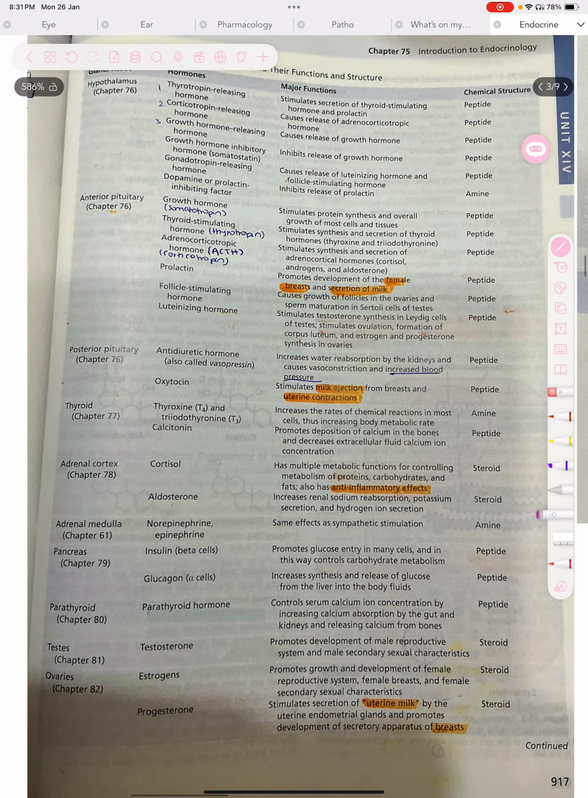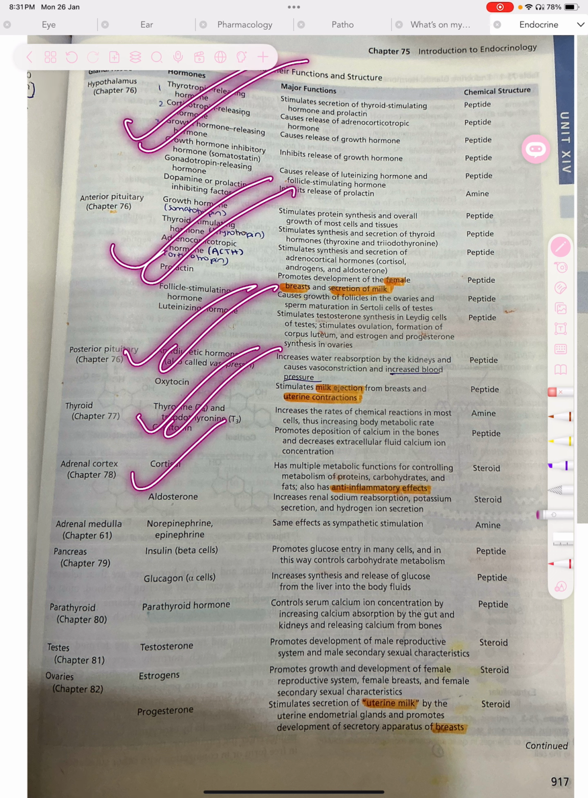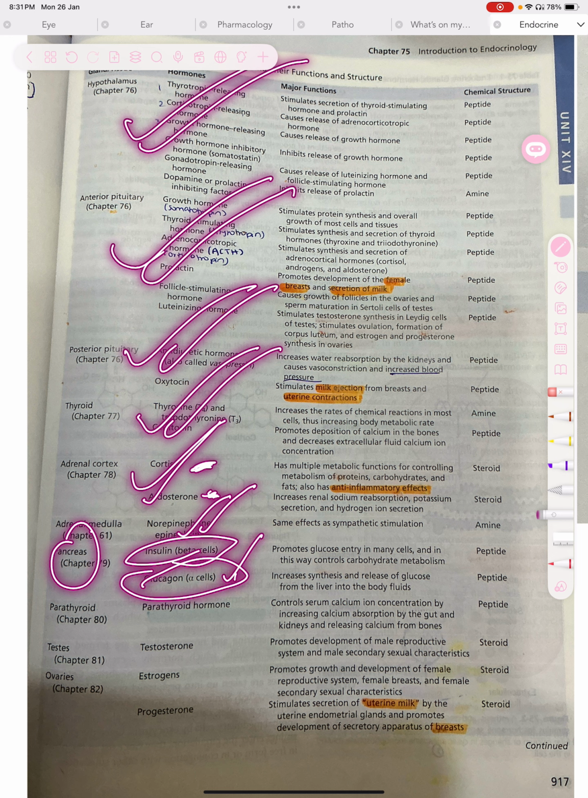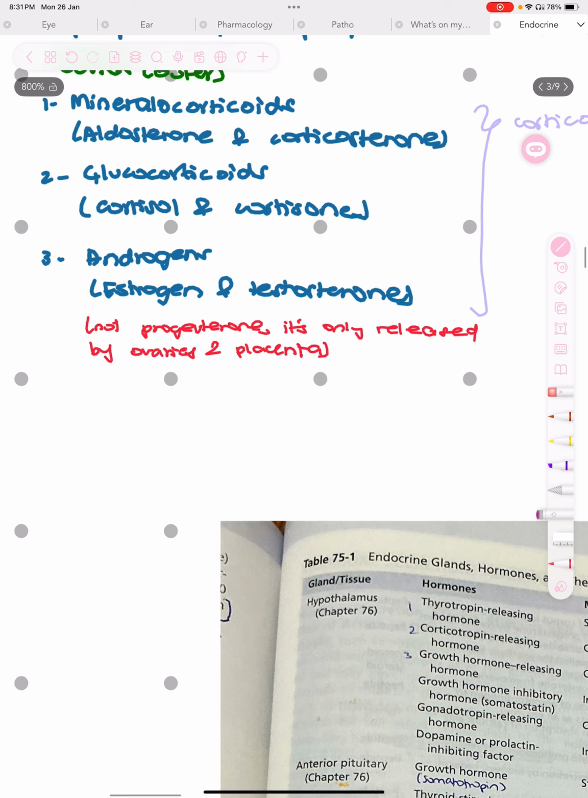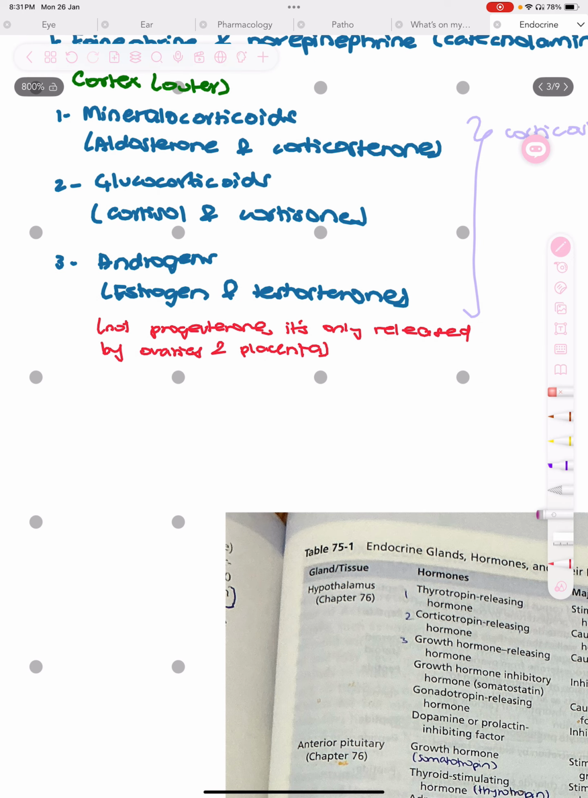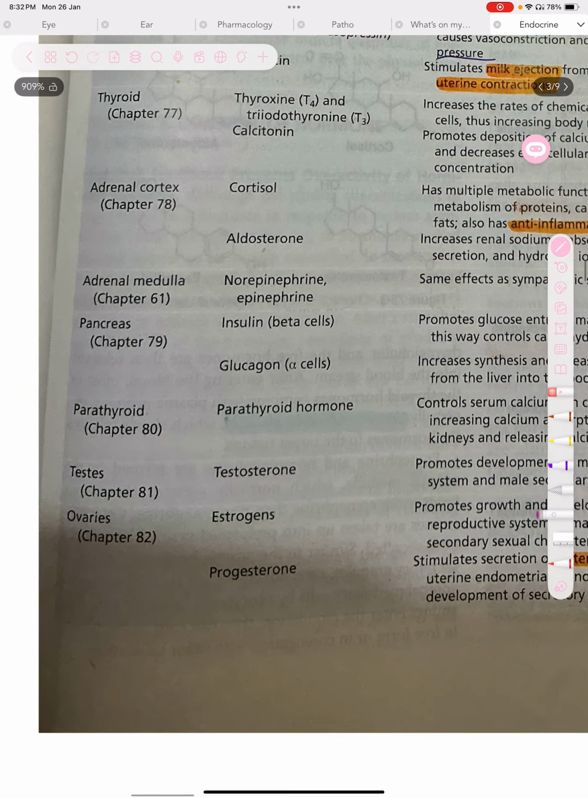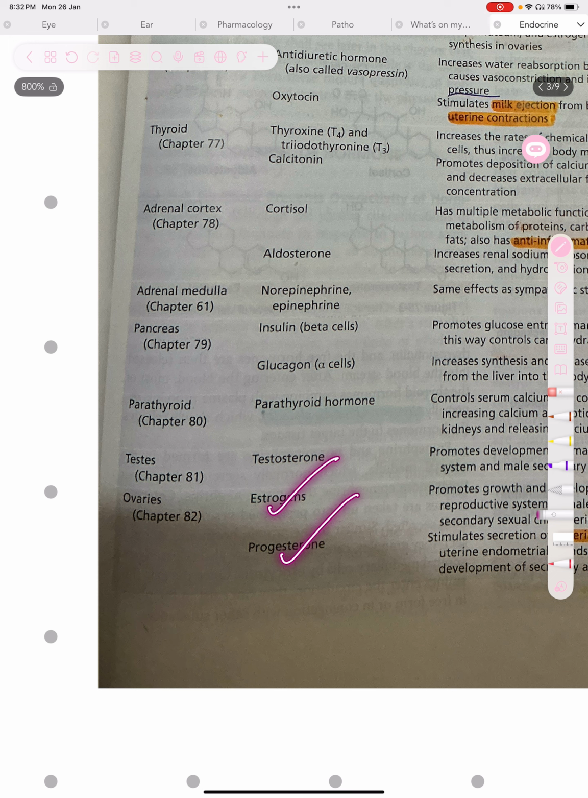This is a table as well. We have already discussed the hypothalamus, anterior pituitary, posterior pituitary, thyroid, then adrenal cortex with cortisol and aldosterone, and adrenal medulla with catecholamines. In the pancreas, you'll have beta cells secreting insulin and alpha cells secreting glucagon. The parathyroid gland secretes parathyroid hormone. Testes secrete testosterone, and the adrenal cortex also secretes testosterone. Then we have another very important one, the ovaries. Ovaries secrete estrogen and progesterone. Is progesterone secreted by the adrenal cortex? No. Progesterone is only secreted by ovaries and placenta.